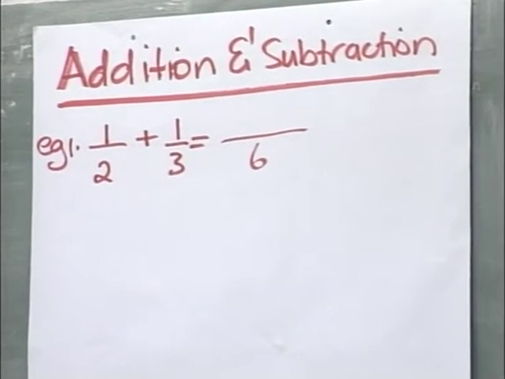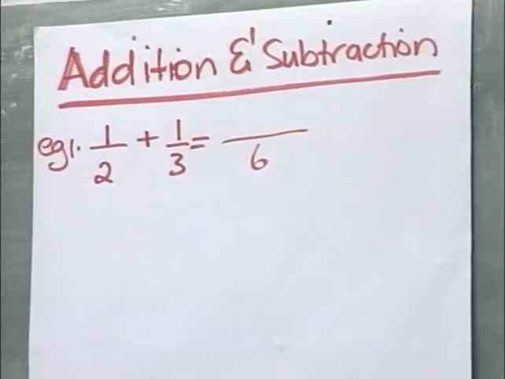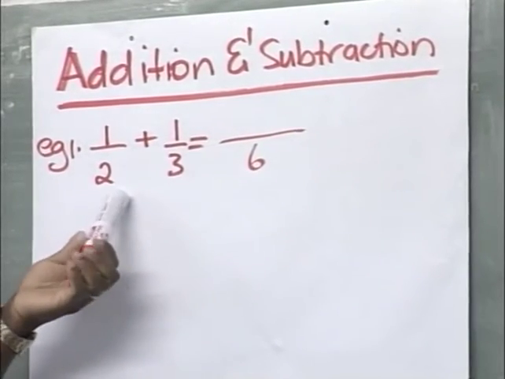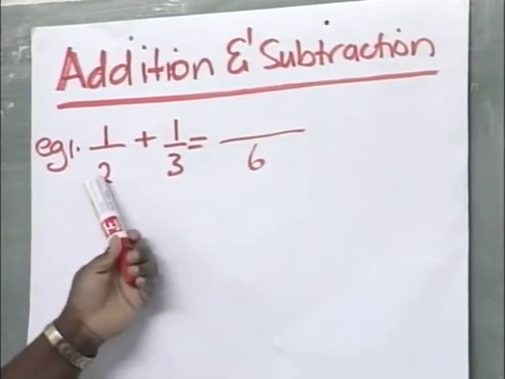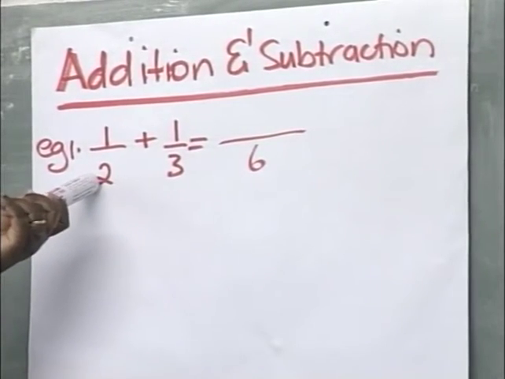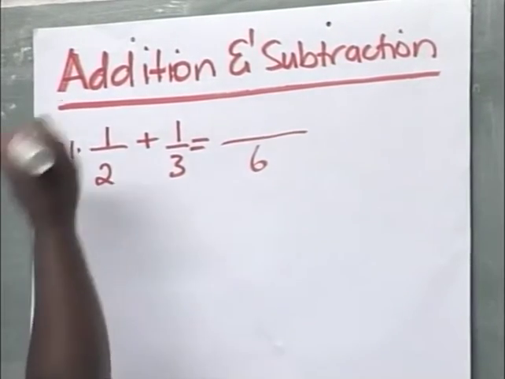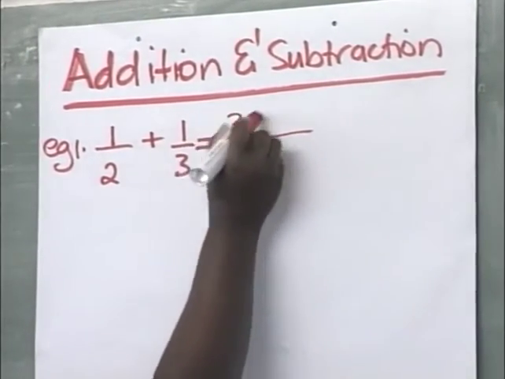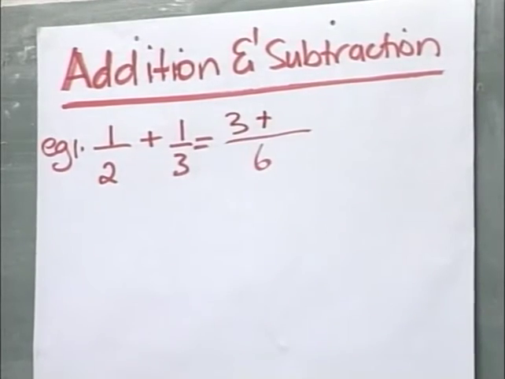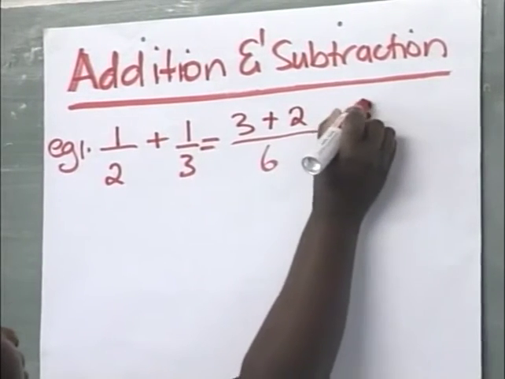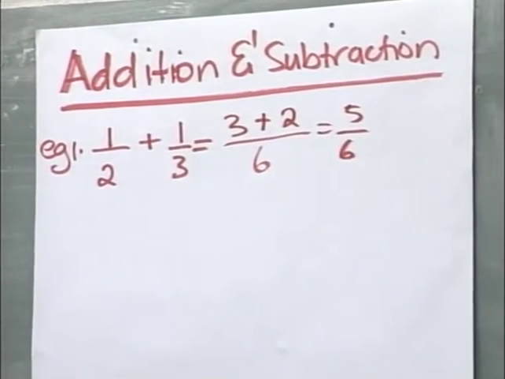All right, after I find the lowest common denominator, what do I do then? You divide the denominator by 6, then you multiply it by the numerator. Okay, you divide 6 into each of the denominators. So 6 divided by 2 will give me 3, and then I multiply by the numerator. So 3 times 1 is 3, and 6 divided by 3 is 2. 2 times 1 is 2. The answer is 5 on 6.